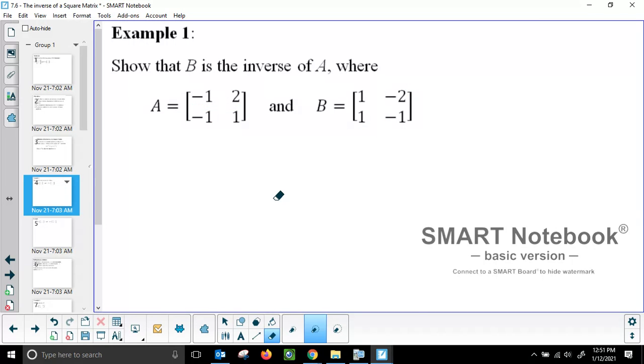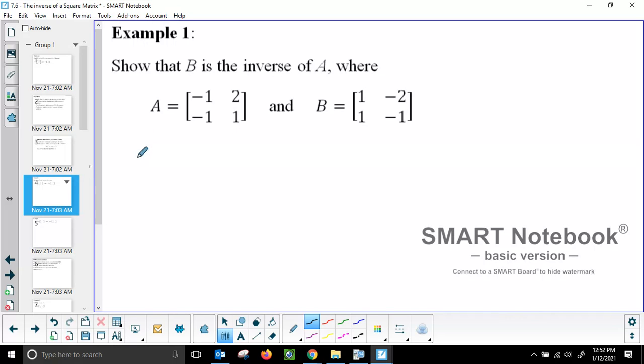So, show that B is the inverse of A. Remember here that what our definition just said is that you have to be able to multiply these things. And remember that matrix multiplication is not commutative, so A times B doesn't necessarily equal B times A. However, when they are inverses, it doesn't matter. Whichever way you do it, you will get the identity matrix.